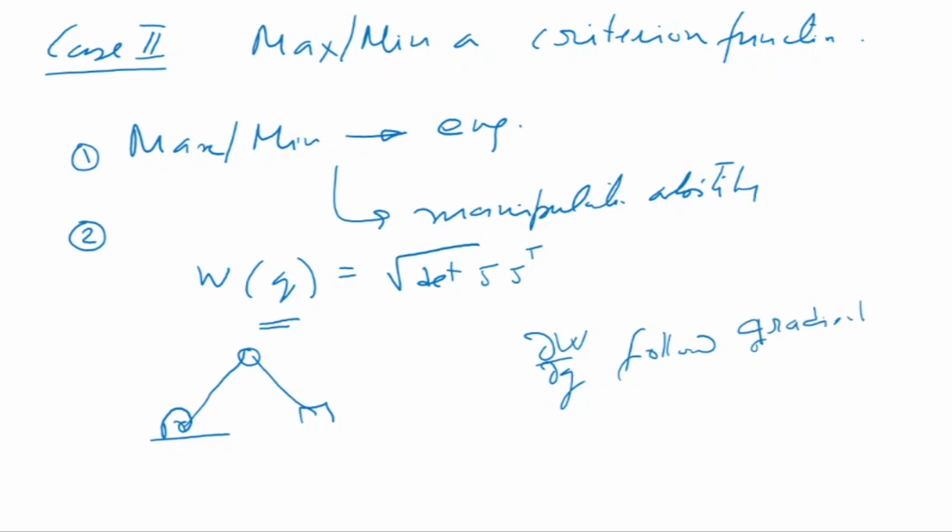Okay, so one way is by dividing it into tasks. The other way could be by optimizing a function, and that function can be manipulation ability, it can be energy, it can also be distance from singularity. Okay, so keep away from singularity.